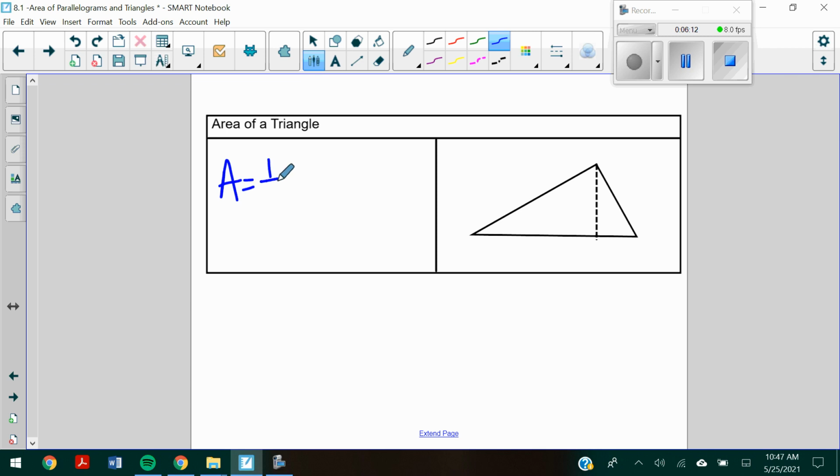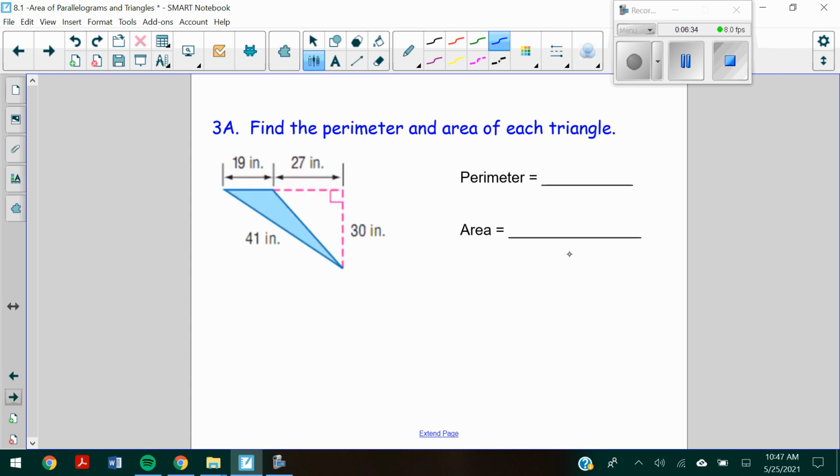We have talked about it as 1/2 base times height, or base times height divided by 2. So remember, again, your height is what is perpendicular to a base. Your base is not always necessarily the side that my triangle is sitting on. It's the one that is perpendicular to the height. So if we look here, my height is outside of my triangle. So my 30 is my height, and that makes 19 my base.